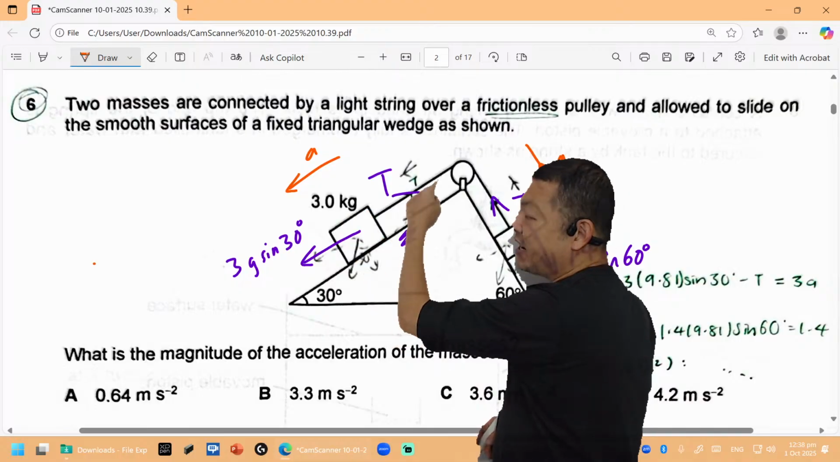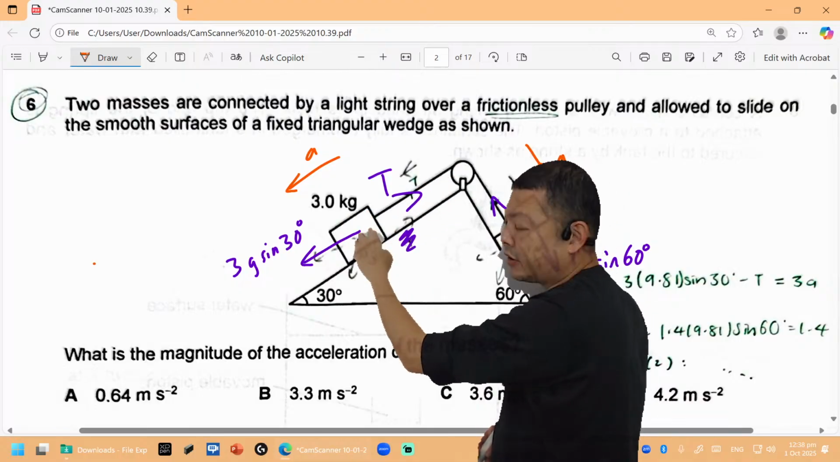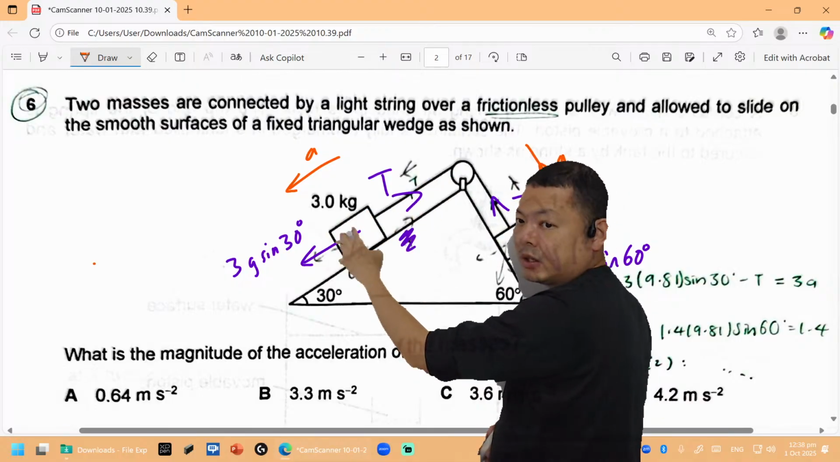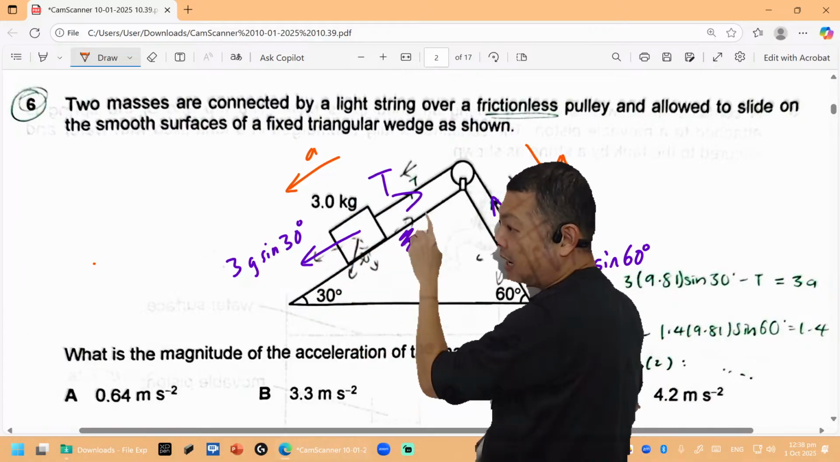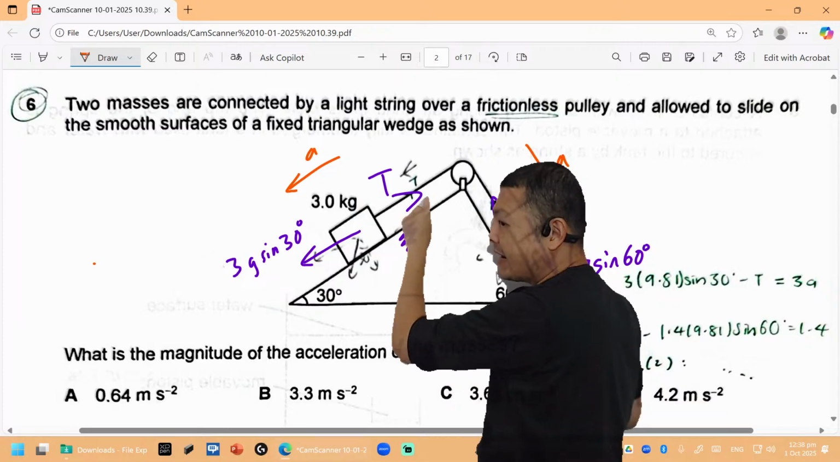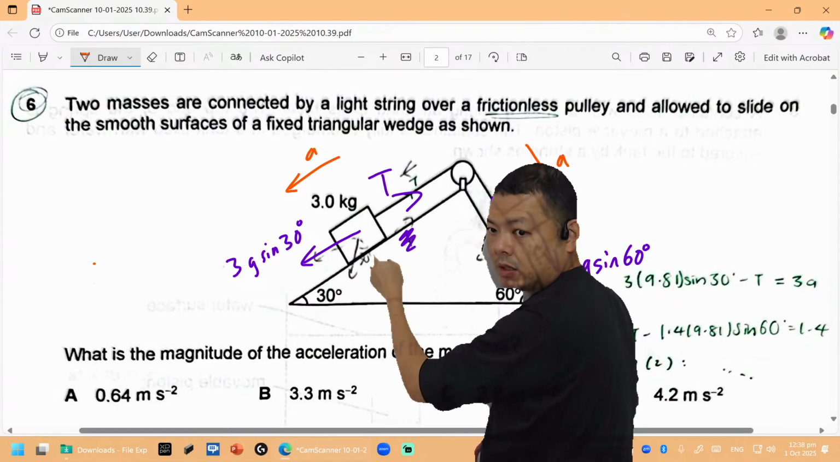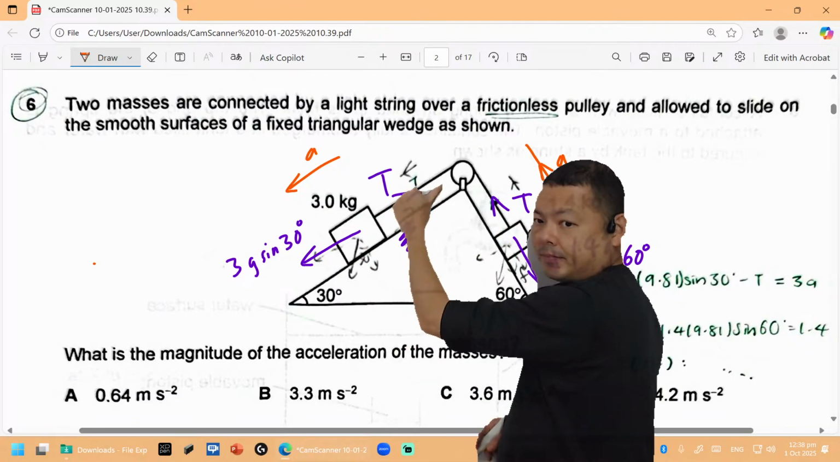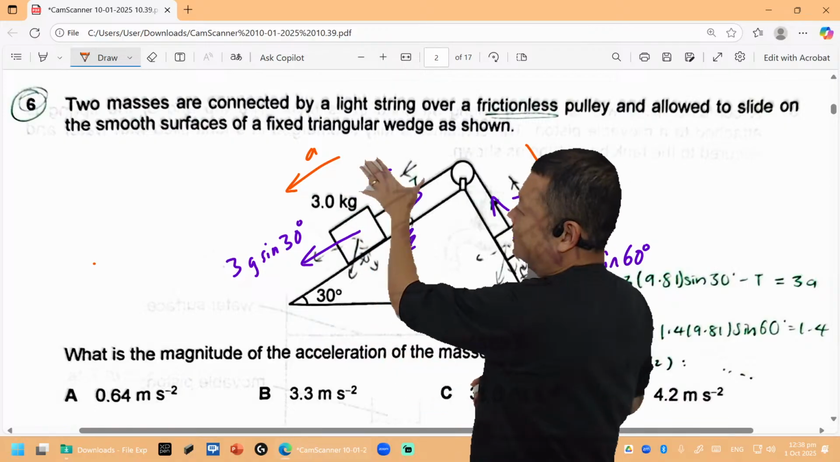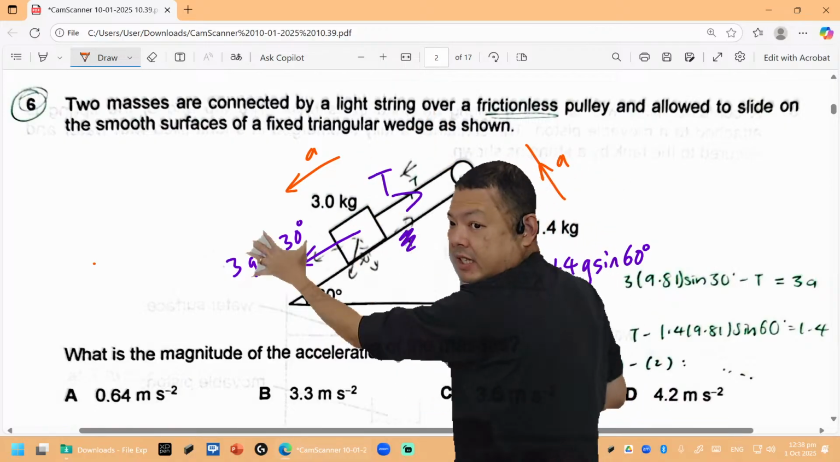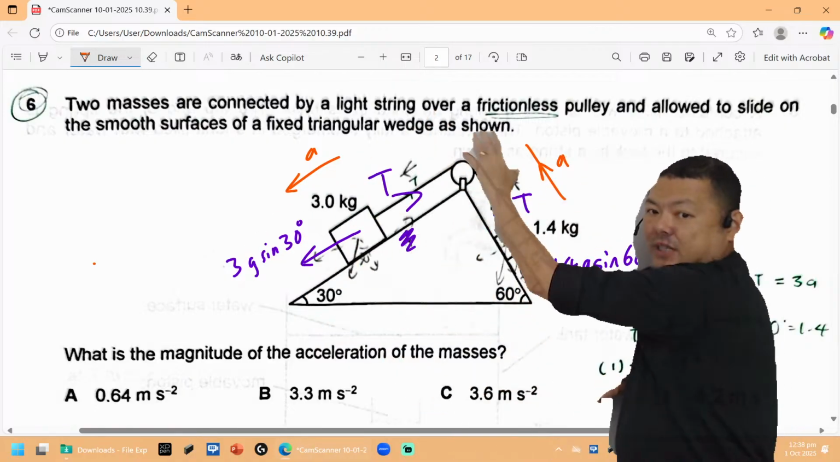The object is hanging from the string. So the object pulls the string, yes, but I'm asking what's the direction of the force by the string on the object. Therefore it's pointing up. And this one's pointing up. But this object is accelerating downwards this way, and this object is accelerating upwards that way.